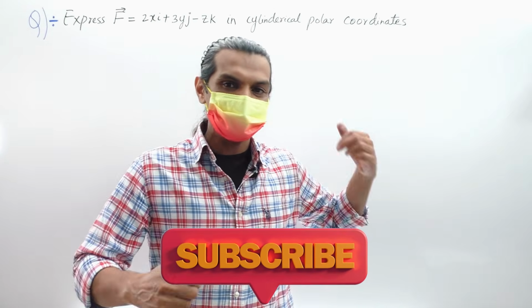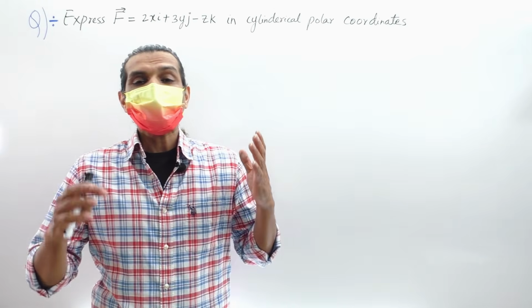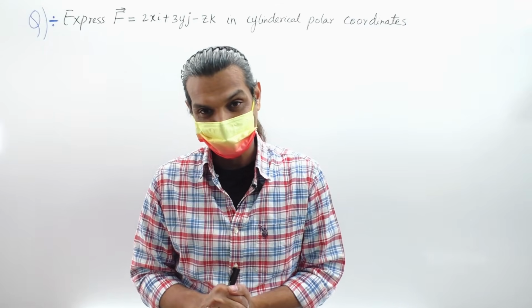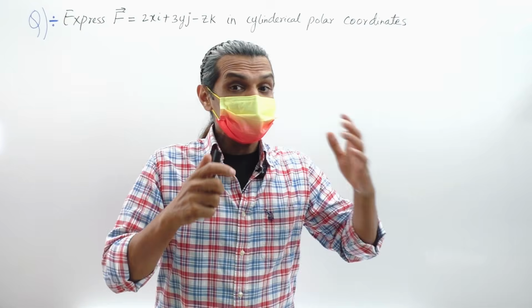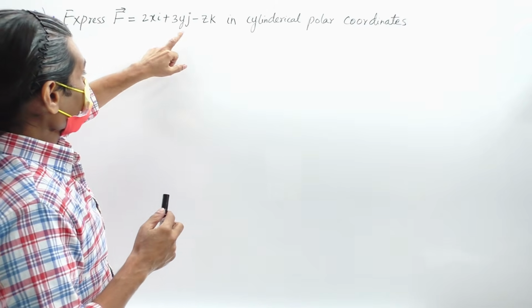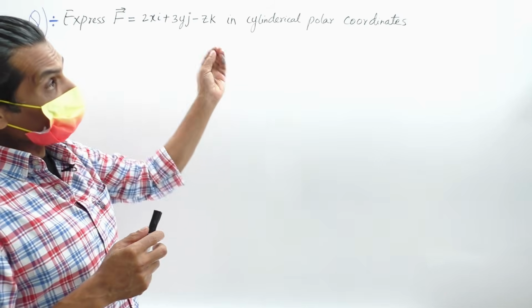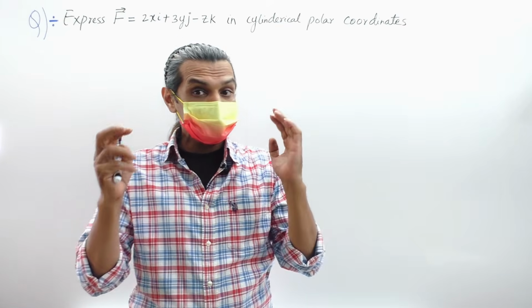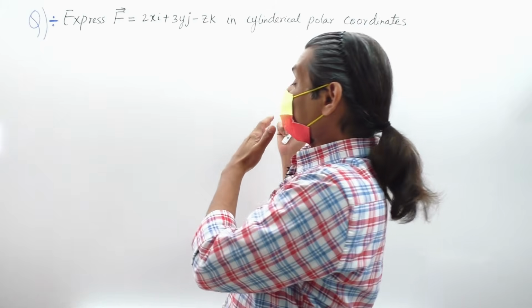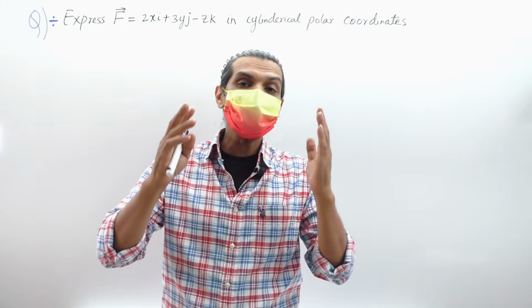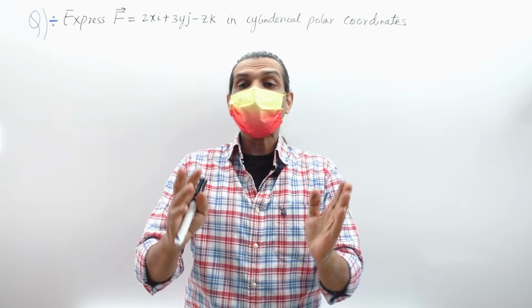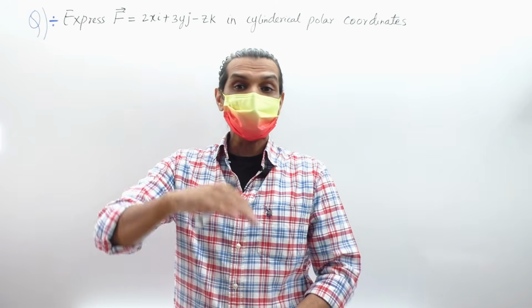Now coming back to this problem here, see, in the previous videos, I discussed conversion to spherical polar coordinates. Today's question is: express F vector is 2x i plus 3y j minus z k in cylindrical polar coordinates. The spherical polar coordinates were r, theta, phi. Now the cylindrical polar coordinates will be what? Rho, phi and z, where rho is the radial distance, phi is the azimuthal angle, and z is the height.